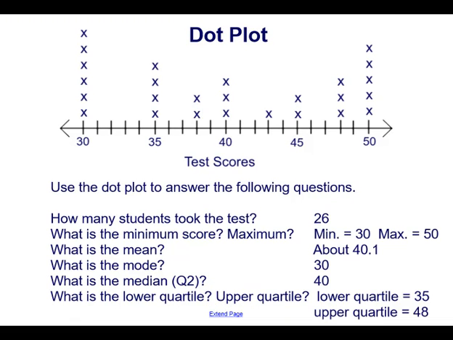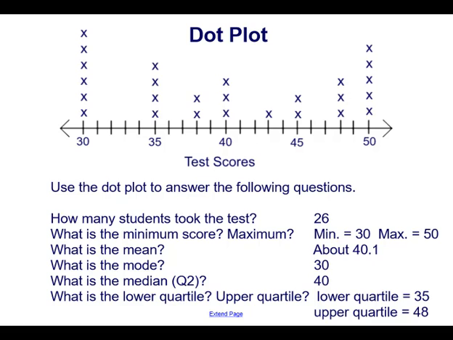So 26 students took the test because there are 26 total X's on the dot plot. So that's the total amount. You just count up all the X's. The minimum score we have is 30 and the maximum is 50. That's the lowest number on your number line and the highest number on your number line. The mean is about 40.1.